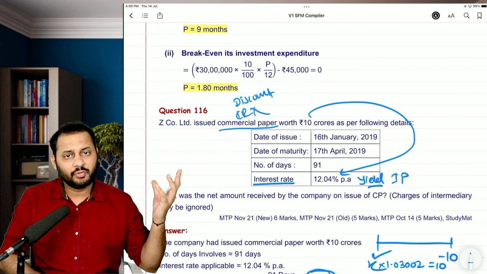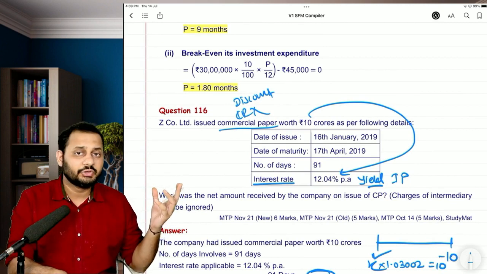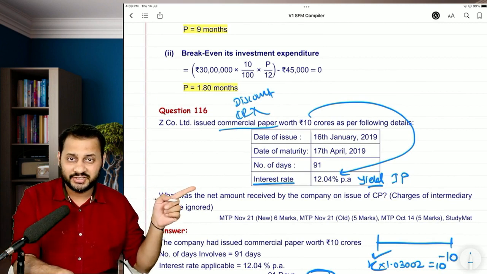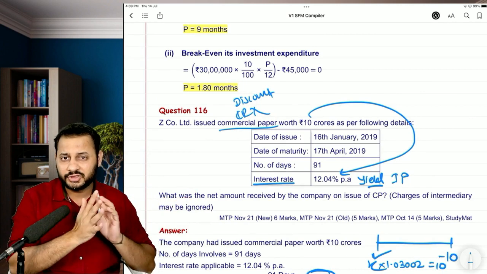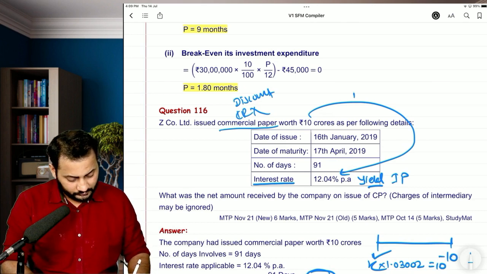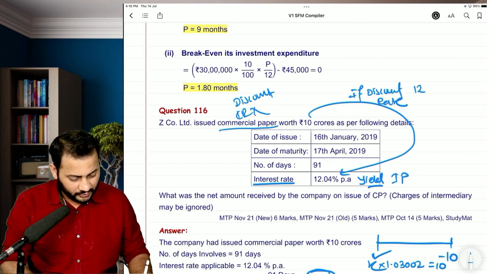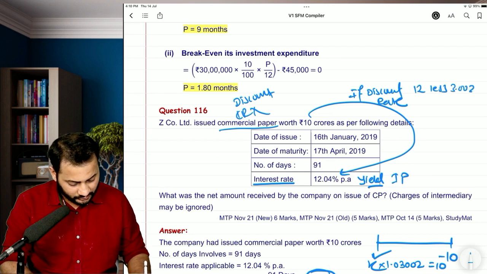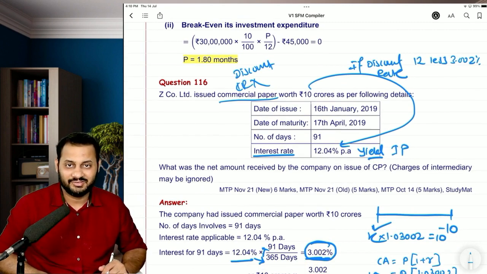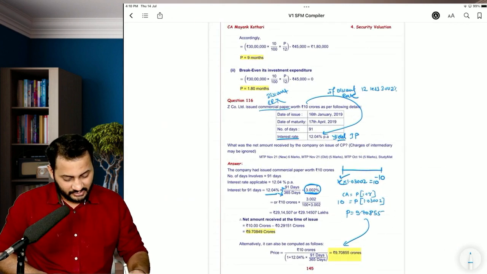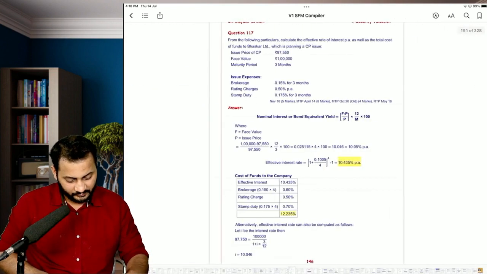The only change they could make in the next question or in the exam is, instead of writing interest rate, they will write discount rate. Understand? If there is a discount rate, the calculation will be simple. If it is a discount rate, 10 crore less 3.002% on the calculator will be your final answer. So that's the easiest one. So question number 116 is over.